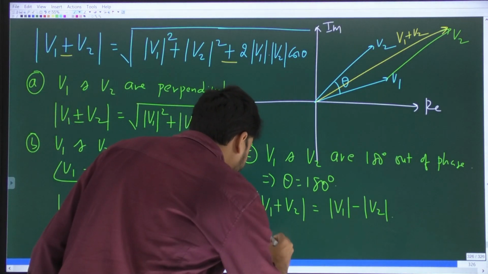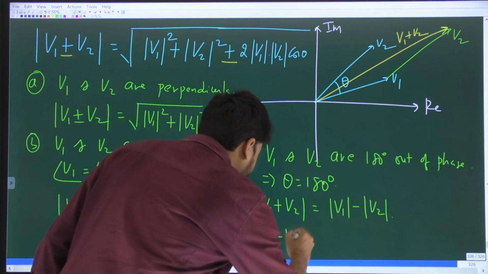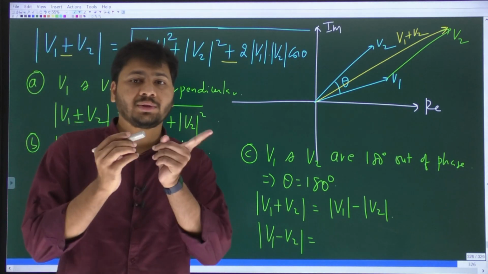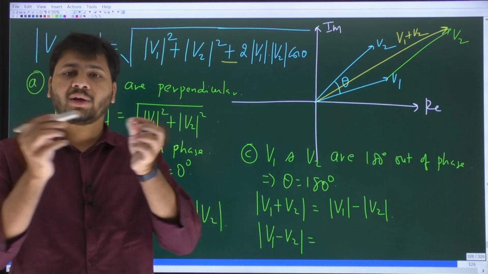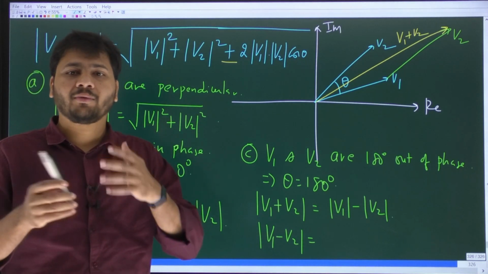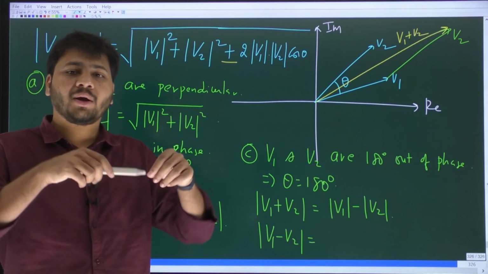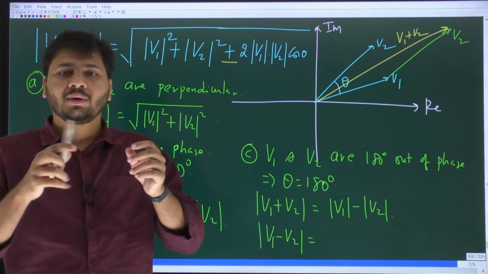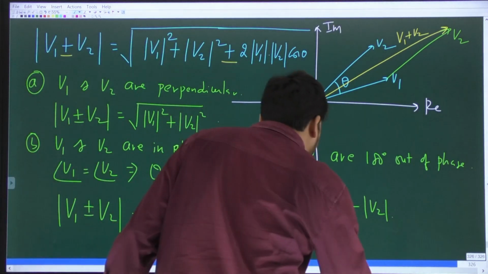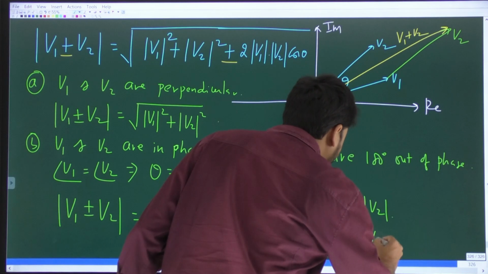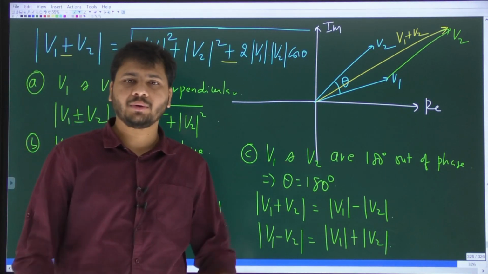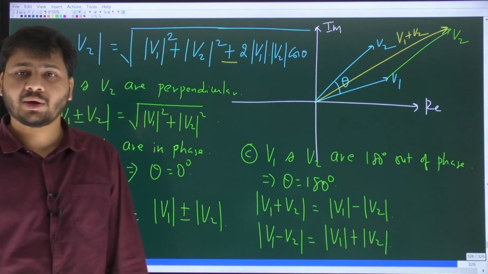And mod of V1 minus V2. What is this mod of V1 minus V2? Just keep in mind that the two phasors are pointing in opposite directions. Now if you subtract one from the other, V1 minus V2, the resultant will become much longer than both the individual phasors. Will it not become mod V1 plus mod V2? Yes or no?